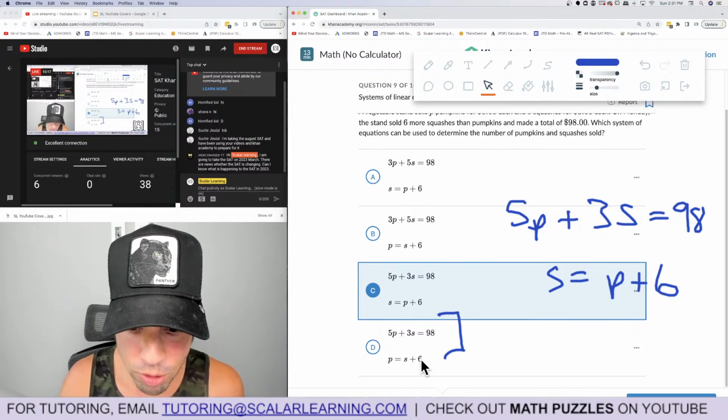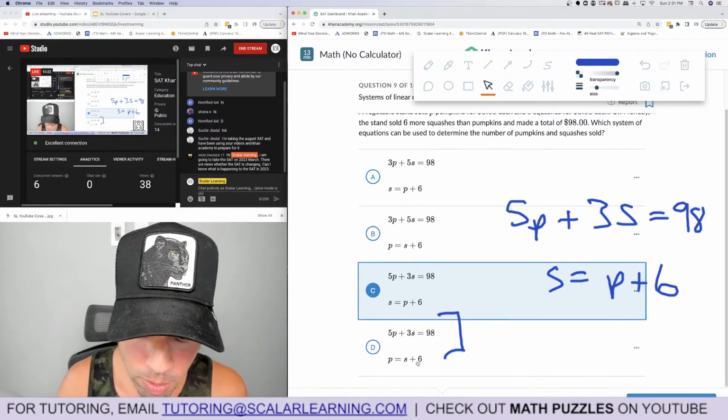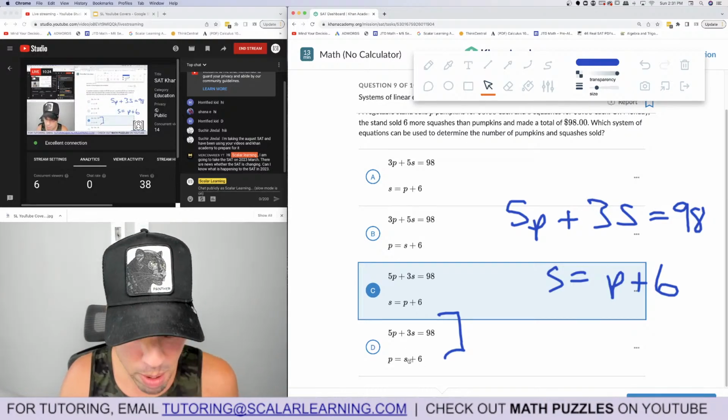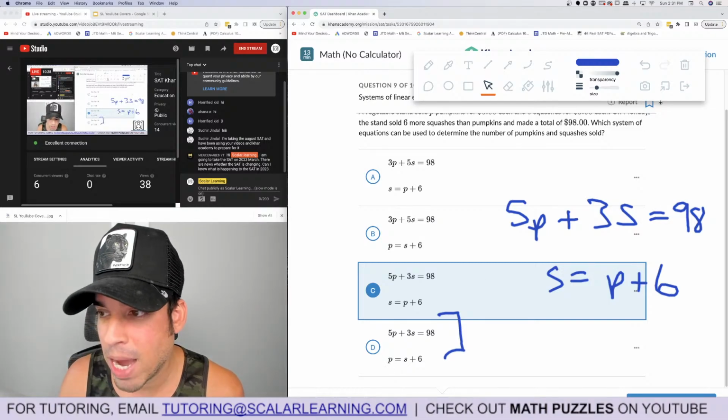And then this can be confusing. You'd be like, oh, there's 6 more, what did it say, squashes? So you might be like, oh, you're adding 6 more, but that's actually backwards because this would mean 5 squashes, 11 pumpkins. So it's backwards.